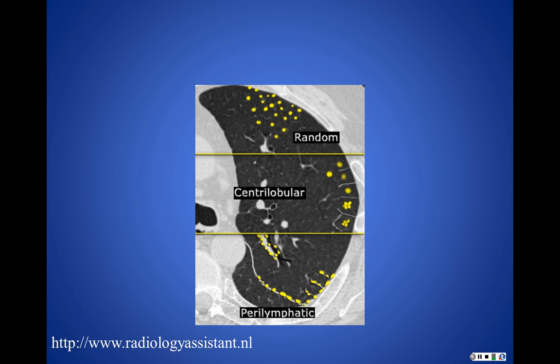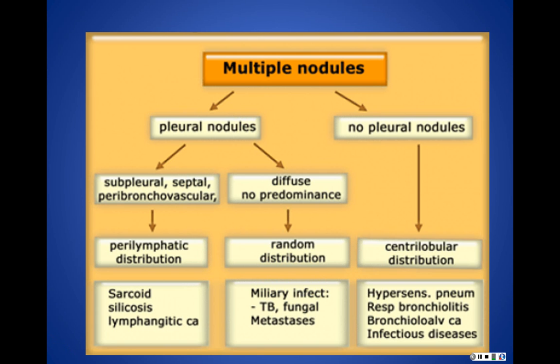There are three types of lung nodules when you look at the films. Centrilobular, it does not touch the pleura. Okay. Perilymphatic, here, it's always on the pleura and along the vessels. Okay. And in between is random. Okay. So this is the way we approach.